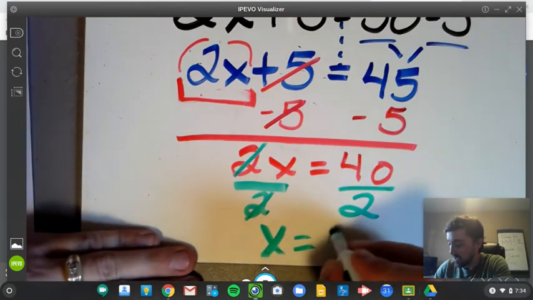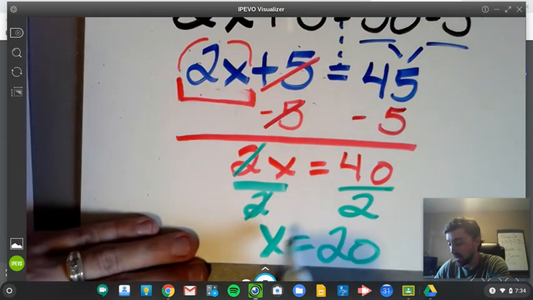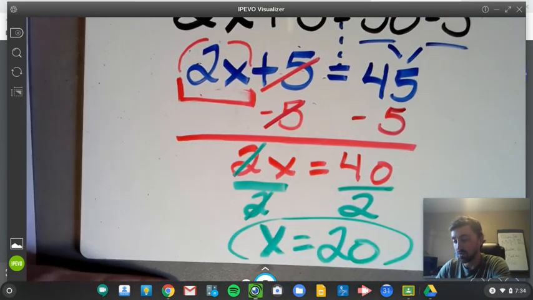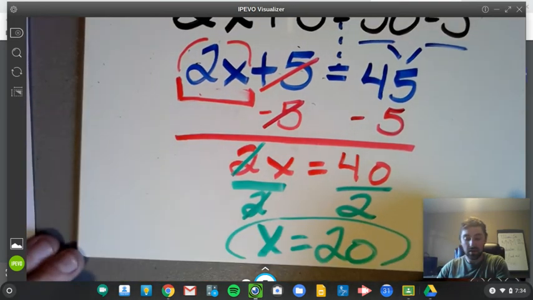All that is left is 20, because 40 divided by 2 is 20. So our answer is x is equal to 20. Now, the final step is check your work by substituting it in and making sure it works.